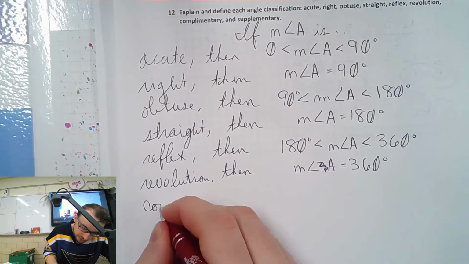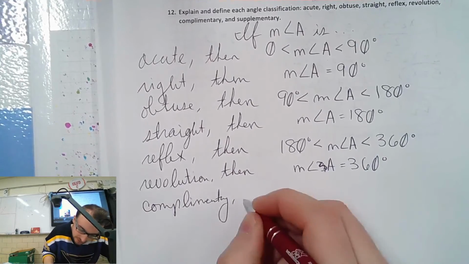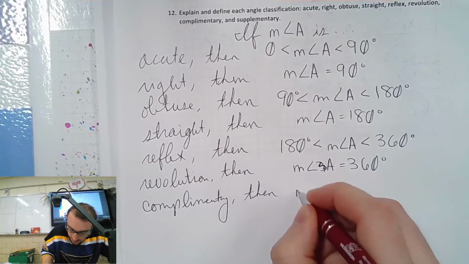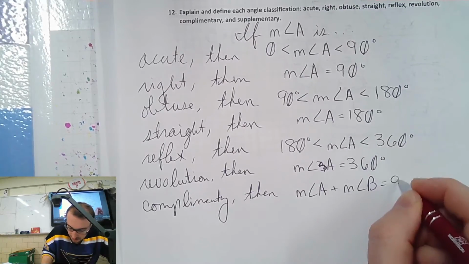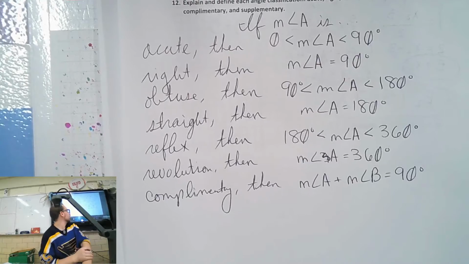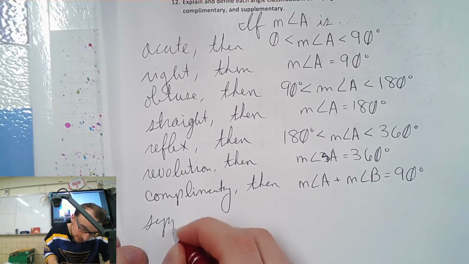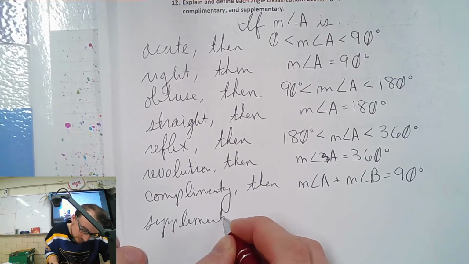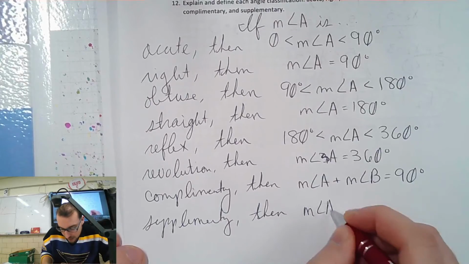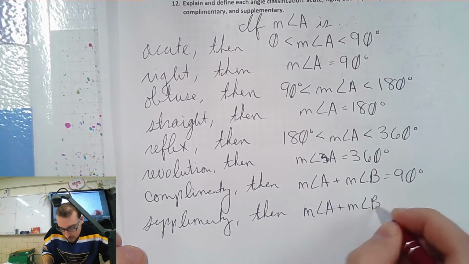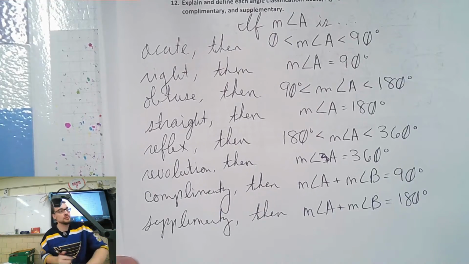If it's complementary, then it takes two angles, right? Then angle A must add with angle B, another angle, to equal 90. If two angles add up to 90, then they're complementary, right? What's supplementary? Yep. Don't goof them. So if we have two angles that add up to 180, then they're supplementary. Take a picture if you want.